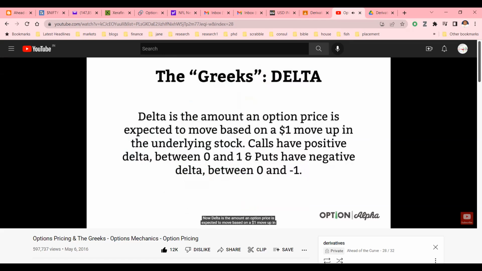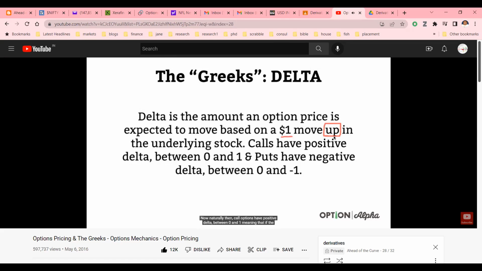Now, delta is the amount an option price is expected to move based on a $1 move up in the underlying stock. Now, the key here is that the delta is always based on an upward movement of the stock. It's always based on a $1 move, no matter if it's a $500 stock or a $2 stock. It's always based on a $1 move up.